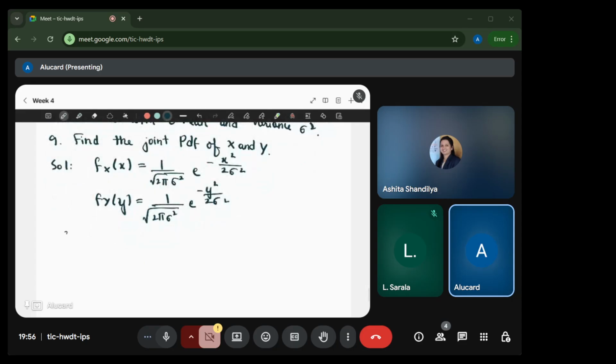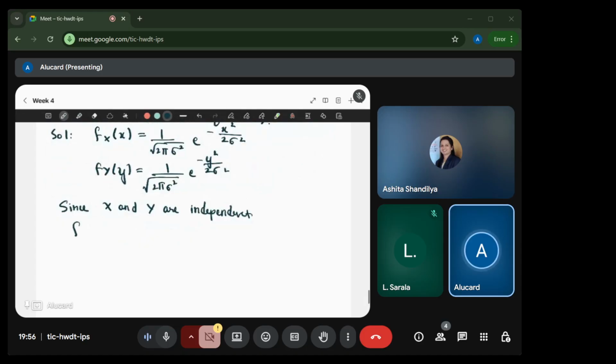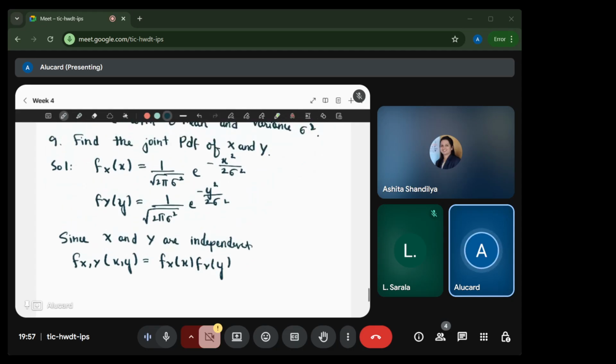Now, since x and y are independent, the joint distribution fxy of x comma y is simply the product of the marginal distributions fx of x times fy of y. We know fx of x and fy of y, just multiply those two and match it with the correct option.